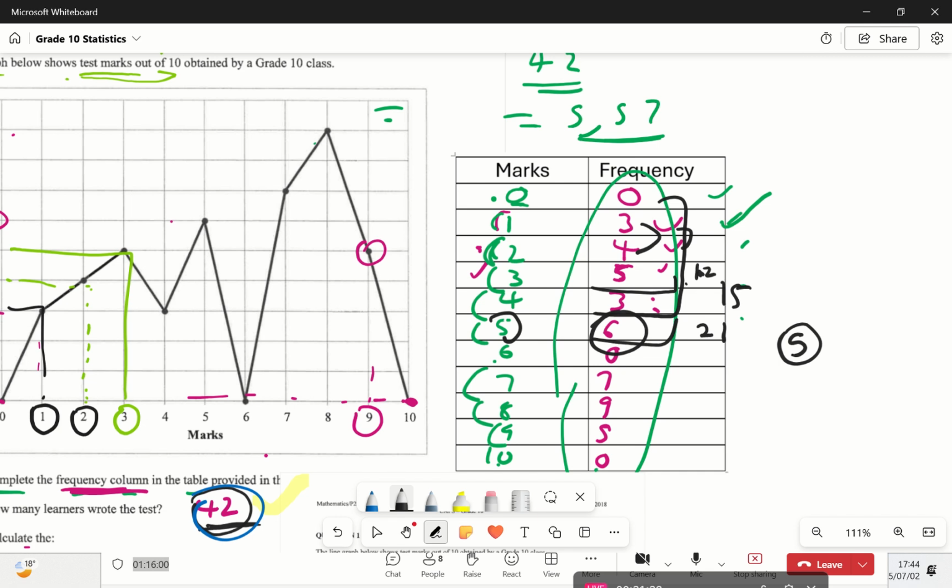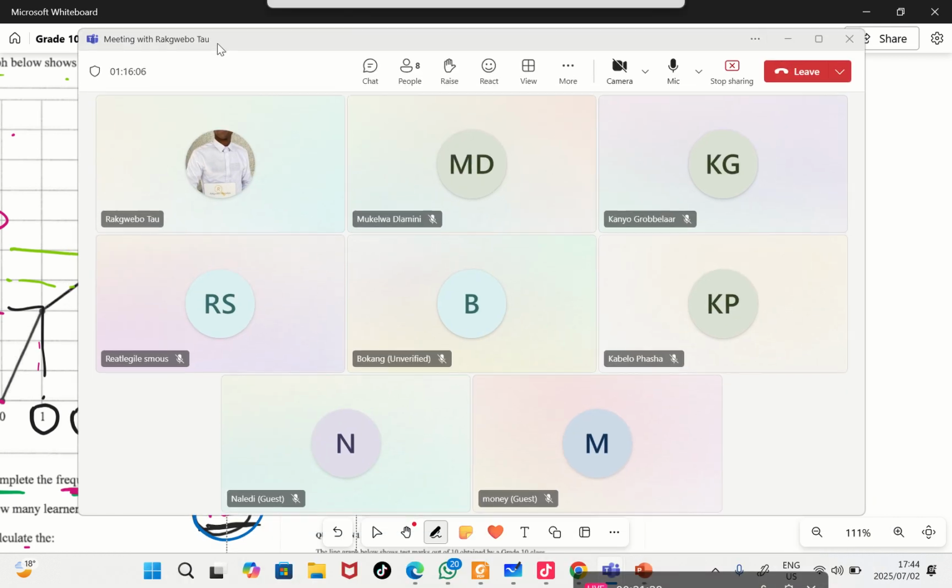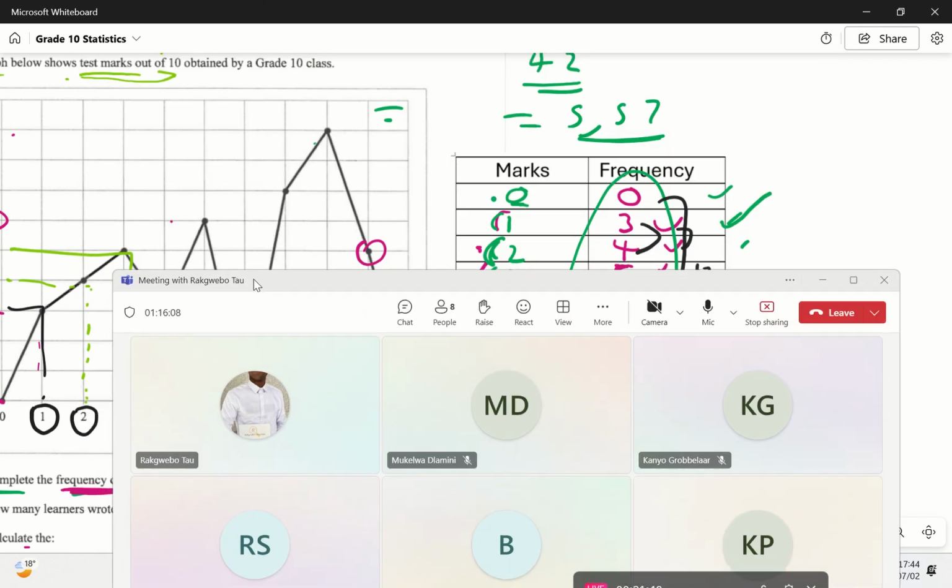Does that make sense? Please say if it makes sense or not. Please say. Dlamini?